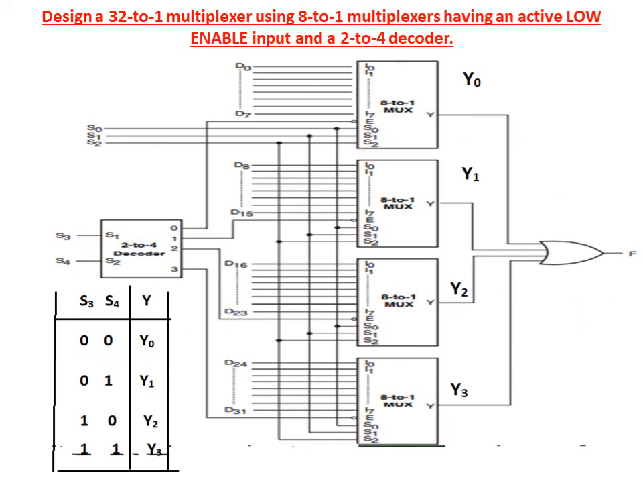So when S4 S3 is 0 0, the output will be Y0. So the Y0 is connected to multiplexer 1, so multiplexer 1 is selected. Next, for the 0 1 combination, the output will be Y1, so the second multiplexer is selected. For the 1 0 combination, the output is Y2, so the third multiplexer is selected. Next, for the 1 1 combination, the output is Y3, so the fourth multiplexer is selected. So like this we can design a 32:1 multiplexer.